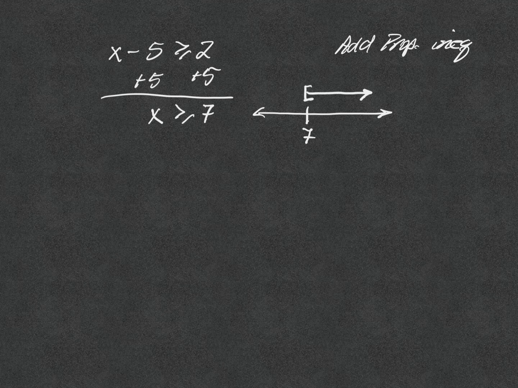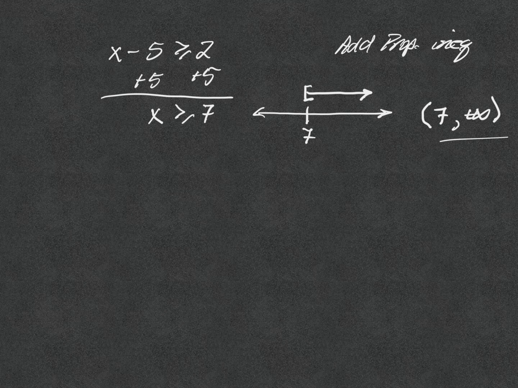So I'm a square bracket and everything to the right. And I would write it in interval notation. 7 is the smallest number. Positive infinity is the largest. So this would be the correct interval. And that's pretty much it whenever you add.